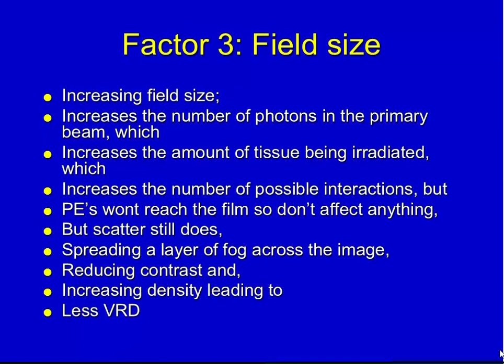So increasing field size increases the number of photons in the primary beam, which increases the amount of tissue being irradiated. It increases the number of possible interactions, but the PEs still won't reach the film, so they don't affect anything. But the scatter radiation does. Since the scatter radiation reaches the image receptor, it spreads a layer of fog across the image, reducing the contrast and increasing the density, leading to less visibility of recorded detail. So what we're talking about here is increasing the field size, which means decreasing collimation. Increasing the field size decreases collimation. That's bad. Increasing collimation means decreasing the field size, and that is good.